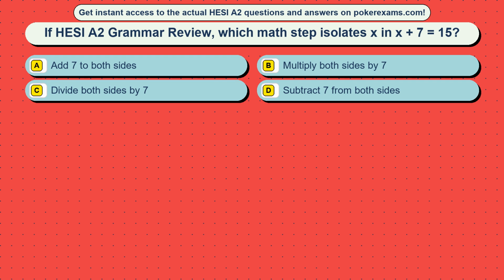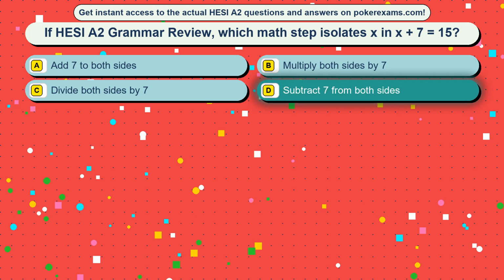Option A, add 7 to both sides. Option B, multiply both sides by 7. Option C, divide both sides by 7. Option D, subtract 7 from both sides. The correct answer is option D, subtract 7 from both sides.